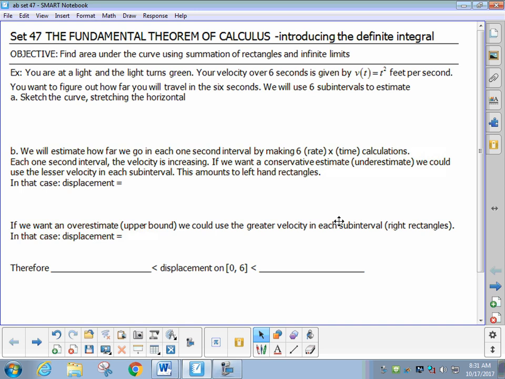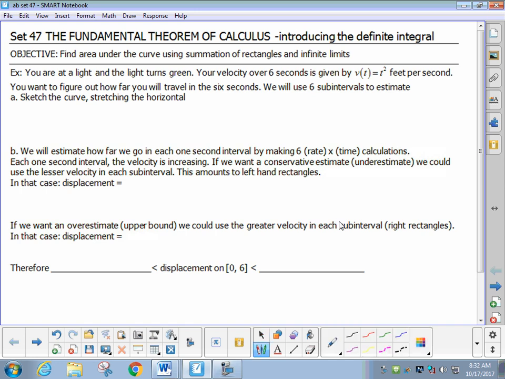Your velocity over 6 seconds is given by a rather clean function. Velocity is t squared in feet per second over 0 to 6 seconds. Say you wanted to figure out how far you went in those 6 seconds. Now, it's complicated because it's not an algebra problem where the rate is the same all the time. The rate is constantly building up, and so it makes it hard to figure out how far you went.